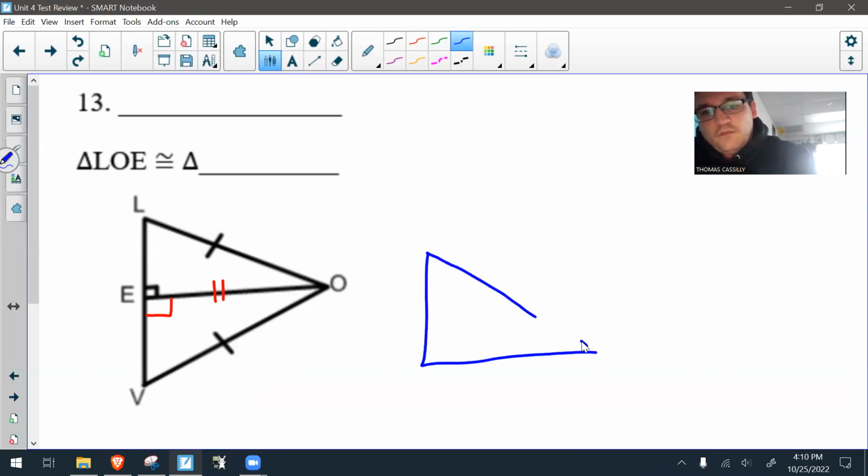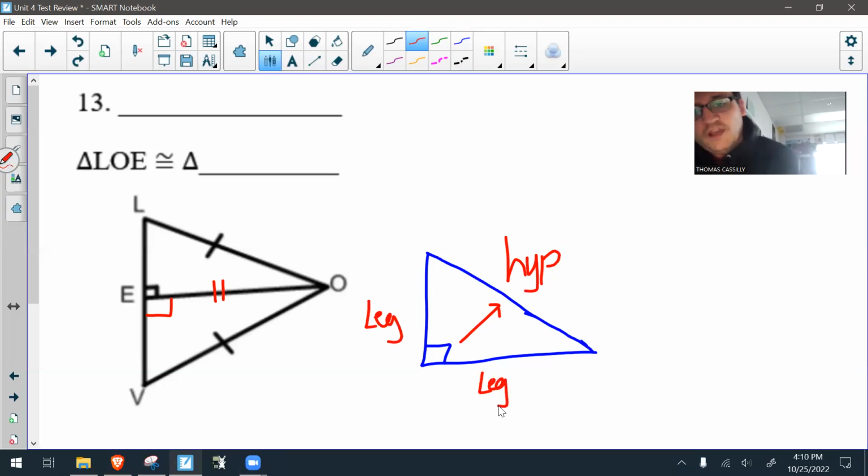So anytime you're looking at the side that is opposite or across from a right angle, from a 90-degree, that is what you call the hypotenuse. The other two sides are legs. It doesn't really matter. We just call them legs. We don't have special names for them. So this one is HL, right? LO is the hypotenuse. VO is the hypotenuse. And then EO being congruent to EO, that is the leg that they have in common. So the only way this one works is HL. So now we go LOE, that is going to be VOE. And that one's done.